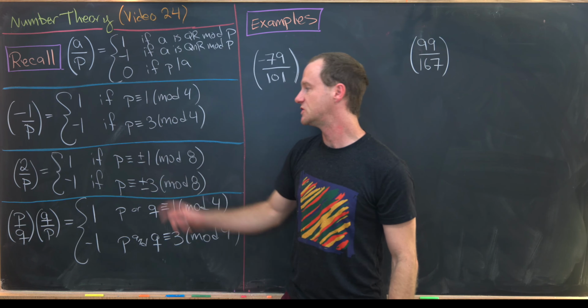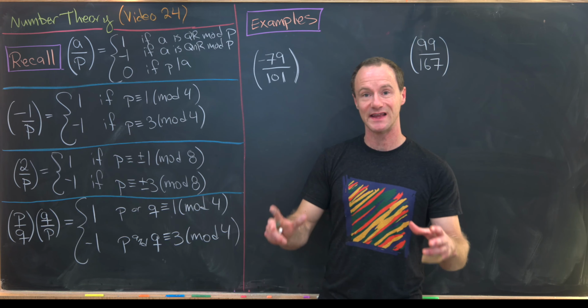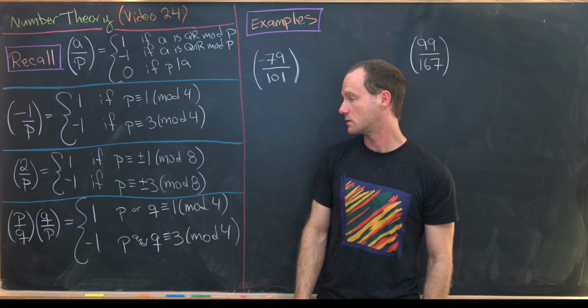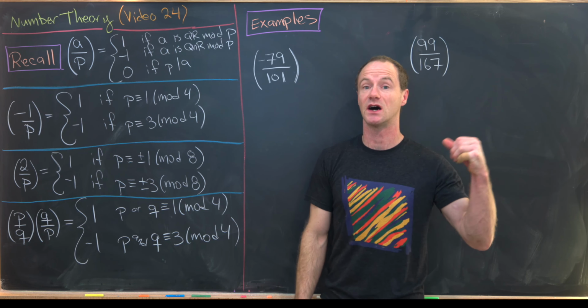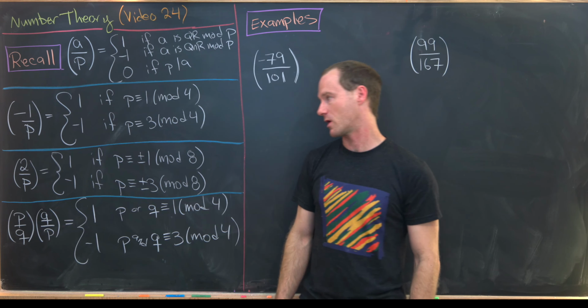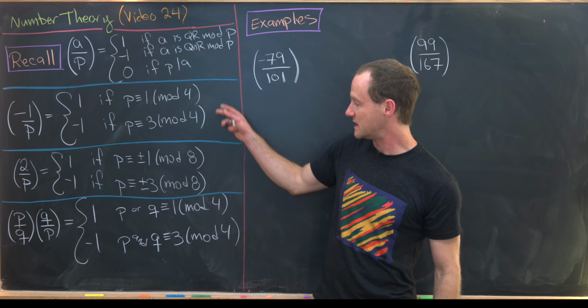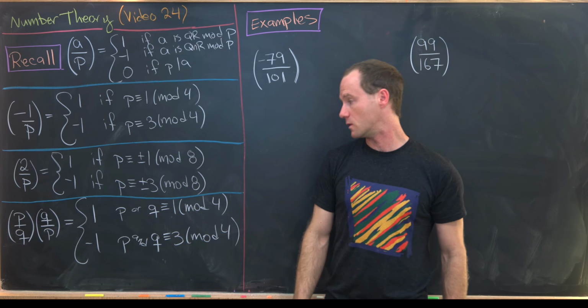And the reason these two facts are so important is because quadratic reciprocity has to do with the Legendre symbol and two distinct odd primes. -1 is odd, but it's not a prime. 2 is a prime, but it's not odd. So that's why we need these two facts on their own.